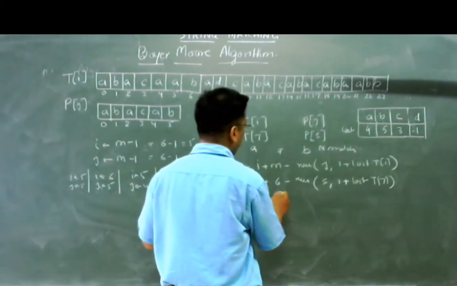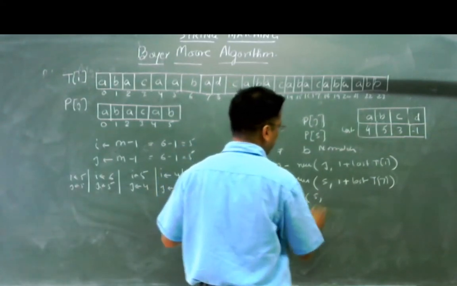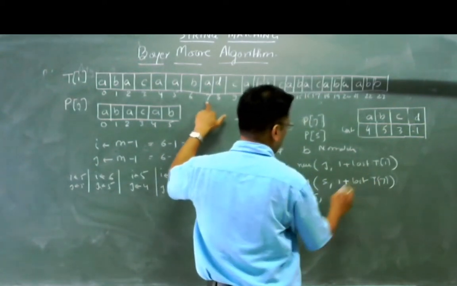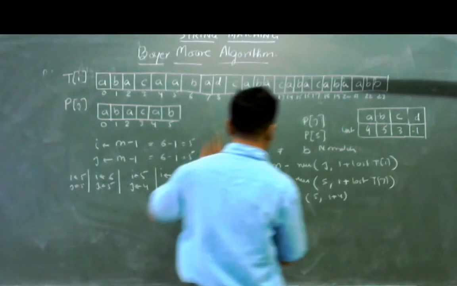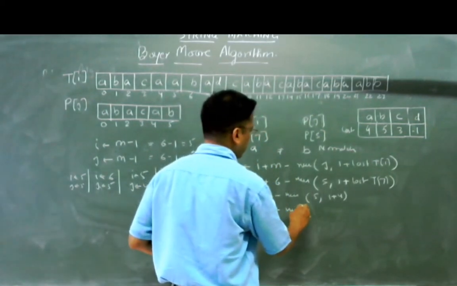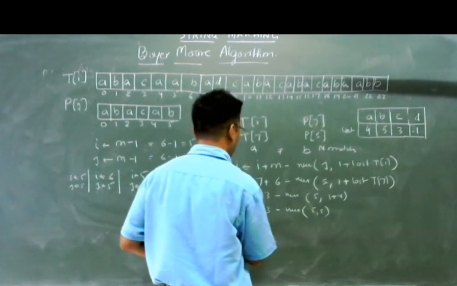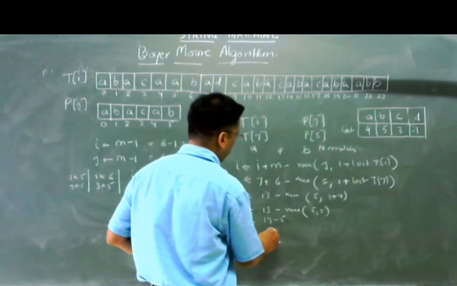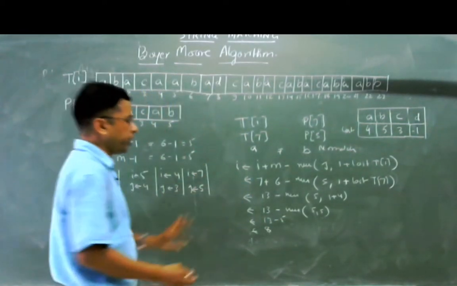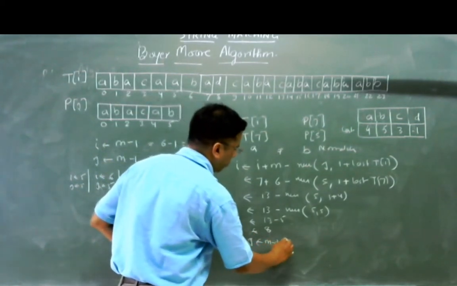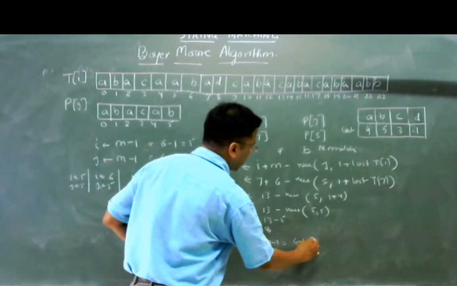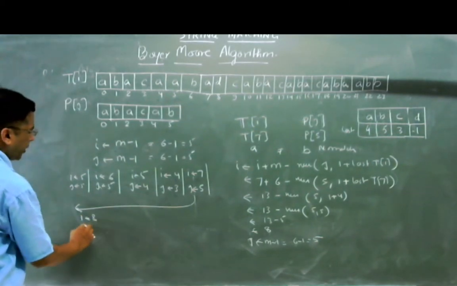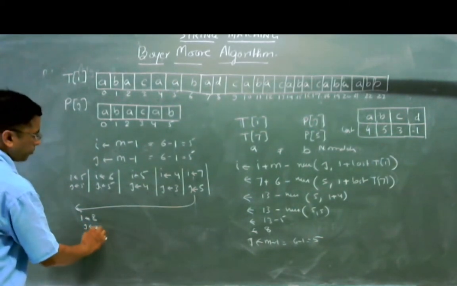So that would be equal to 13 minus minimum of 5 comma last T7. At position T7 the element is A. A is equal to 4, so this is 1 plus 4. So 13 minus minimum of 5 comma 5. Minimum of 5 comma 5 would be 5. 13 minus 5 means i would become 8, and j would be equal to m minus 1, equal to 6 minus 1, equal to 5. So the new value of i would be 8 and j would be 5, right?